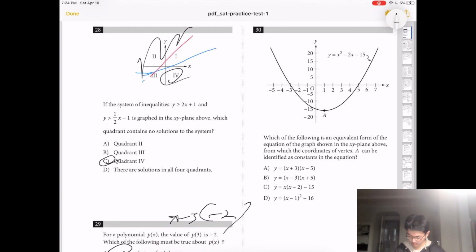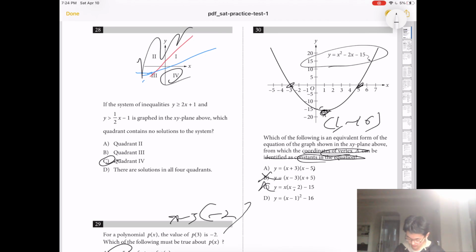Number 30, coordinates of vertex A identified as constants in the equation. Okay, this one isn't right because this one tells us the x-intercepts. This one isn't even this equation. This doesn't really tell us anything about this point right here, 1, negative 16. And this one, so it's this one. This one tells us that when x is 1, y would be negative 16. So the answer is D.